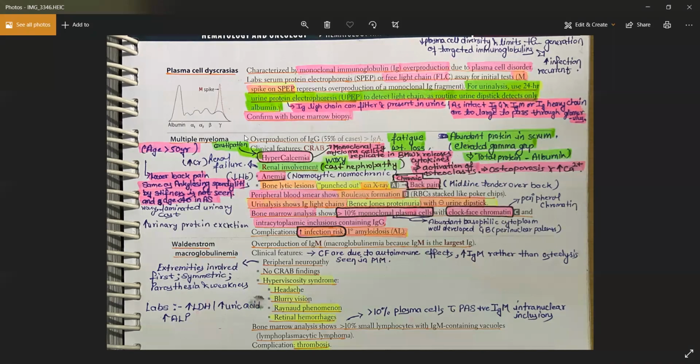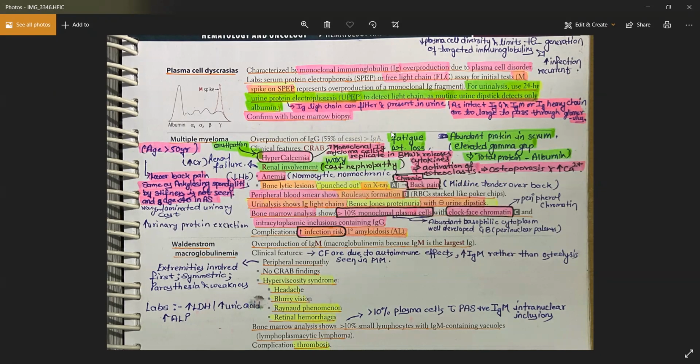Okay, so confirmation is done by the biopsy of the bone marrow. You will see the plasma cells and you will know that the patient is having a plasma cell dyscrasia. The first one is multiple myeloma, in which you have an overproduction of mostly IgG antibodies.